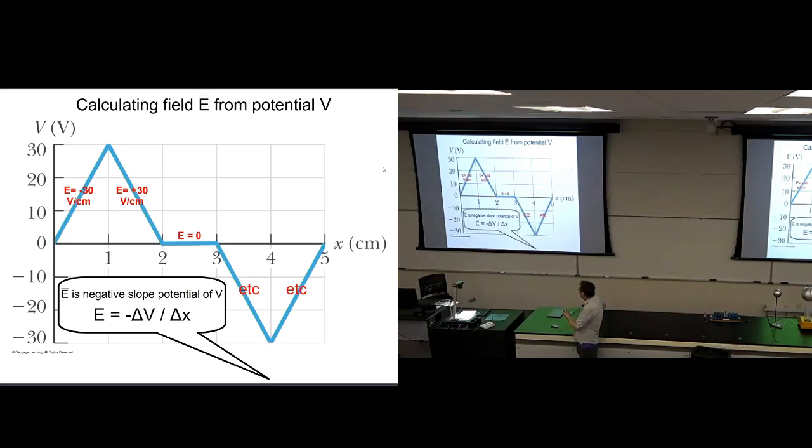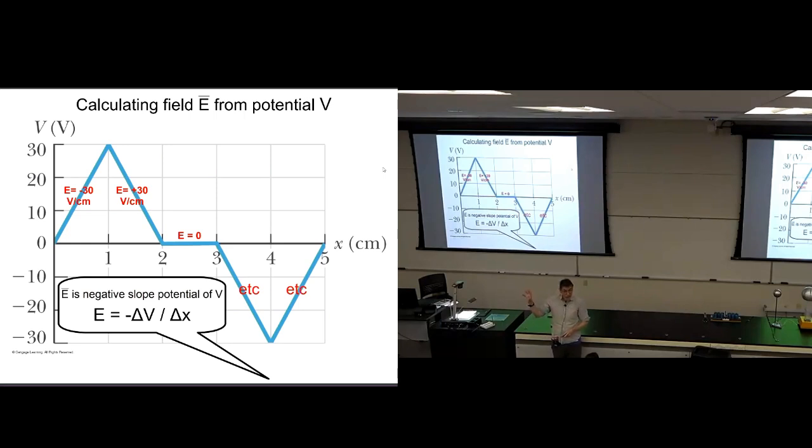So let's think about this first centimeter. What's the field here? Well, the field's the negative slope of the potential. What's the slope of the potential? It goes up by 30 volts over a distance of 1 centimeter. So the slope is 30 volts per centimeter. That's the slope. But the field is the negative slope. So the field is going to be minus 30 volts per centimeter. And that's what I've written down here. The electrical field is minus 30 volts per centimeter.